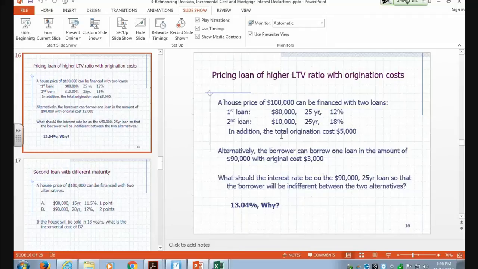So now the question, what should the interest rate be on the $90,000? This is the bigger loan, right? What's that? And the answer is 13.04%. So how many think you can do this problem? If you can do it, you can answer the question in the midterm exam, because it's almost exactly the same. How many think you can do it? Any volunteer to come? Take my seat. Any volunteer?